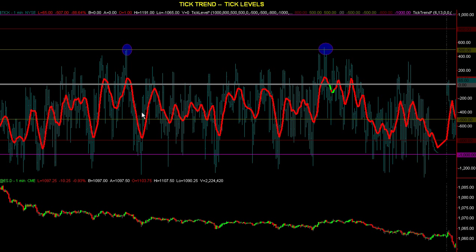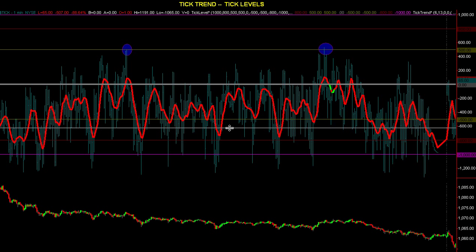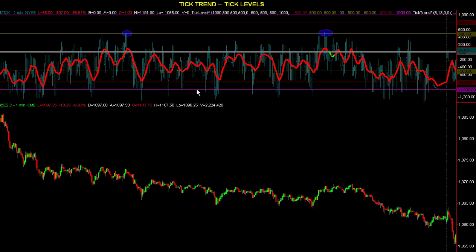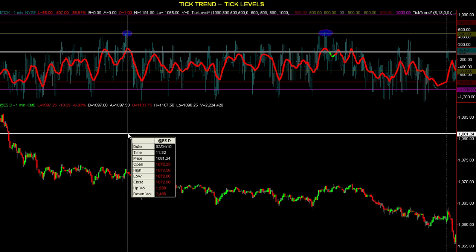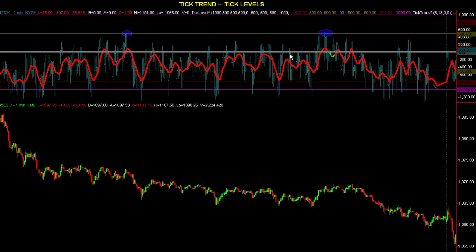I have enough experience with it that I know, based on what the tick trend is doing and based on what price action is doing, at what levels I should be looking for trades. So on a day like this, be looking for trades around the 500, around the 0 line, when the ticks are doing this.